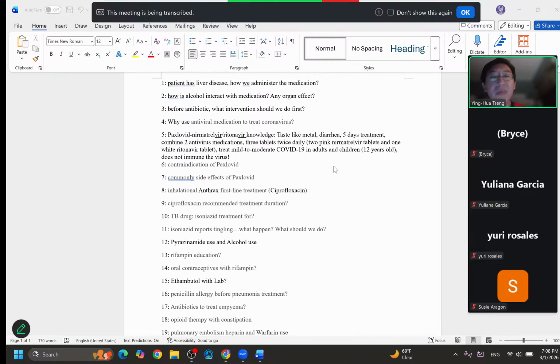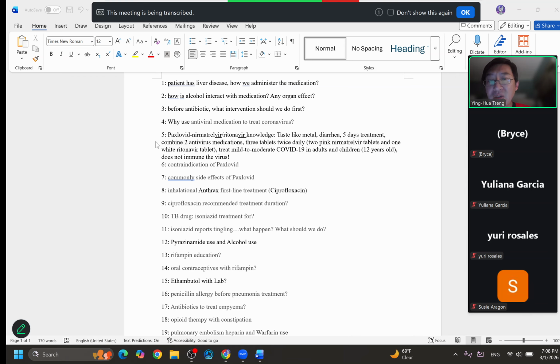So we don't know if your symptom is getting better from the COVID virus or not, because they both cause diarrhea. This is one of the side effects, but it doesn't really affect your health. Just drink some more water. All right. And the Paxlovid treatment is for 5 days. Okay, the doctor will order the Paxlovid. This is only for 5 days.